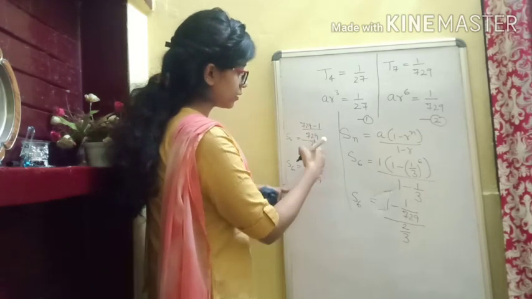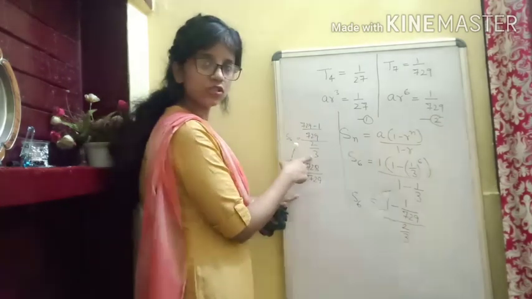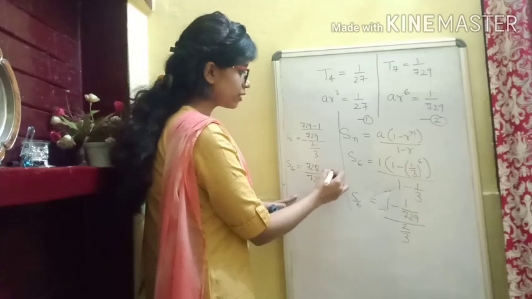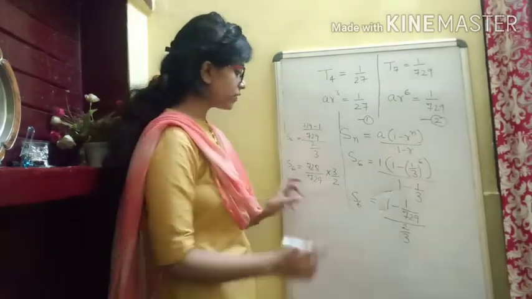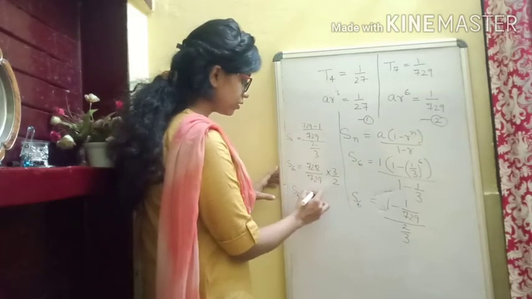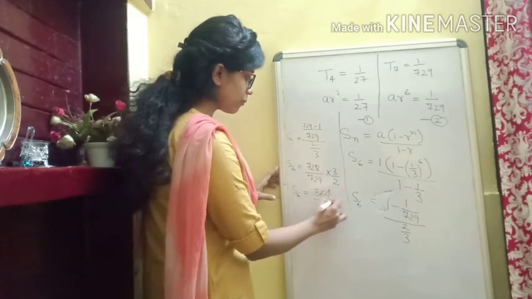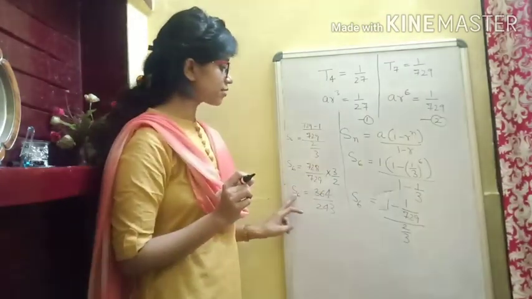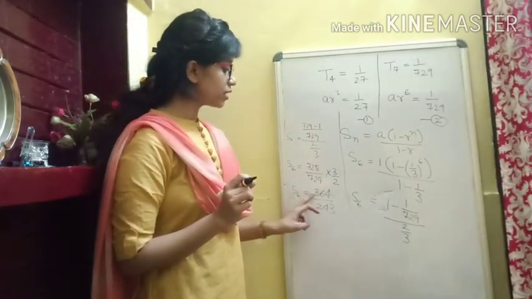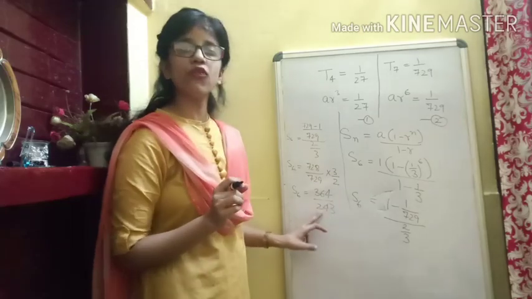And then we have 2 upon 3 in denominator. When you reciprocate, this will give you 3 upon 2. Is it okay? And when you simplify, you will get the answer 364 upon 243. That means the sum of first 6 terms is coming 364 upon 243.